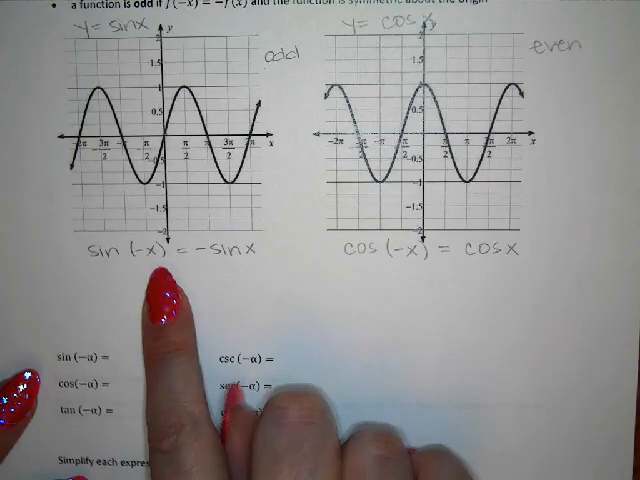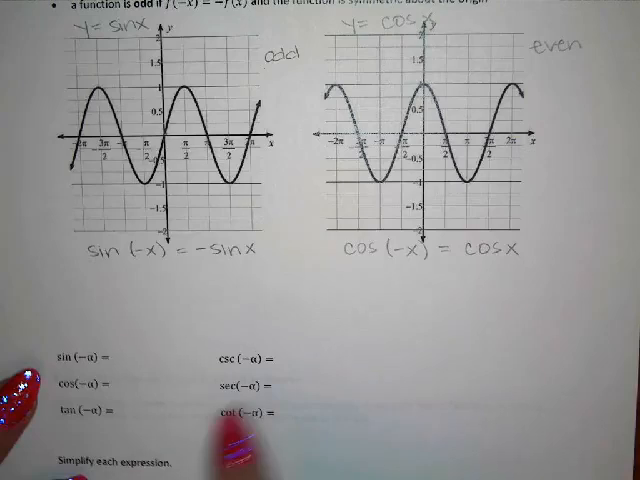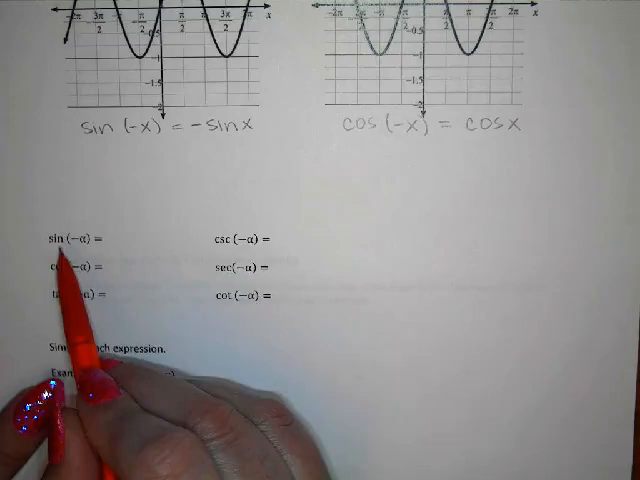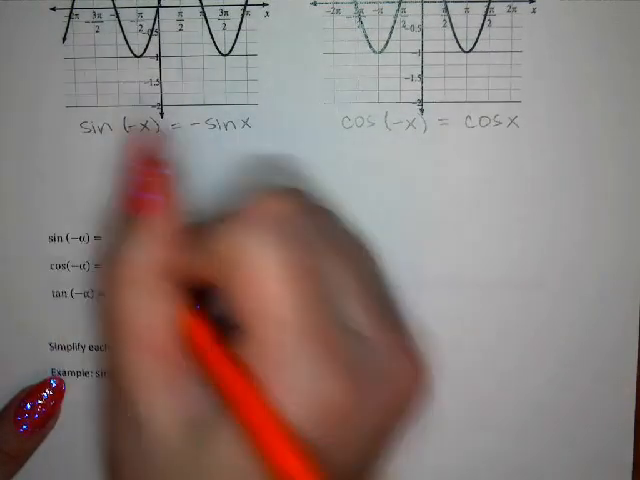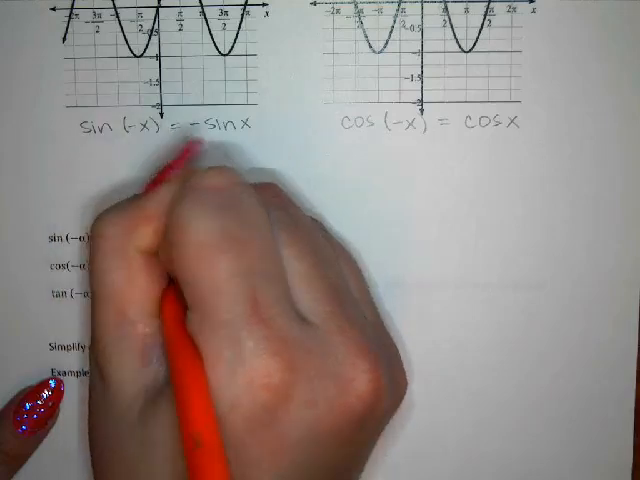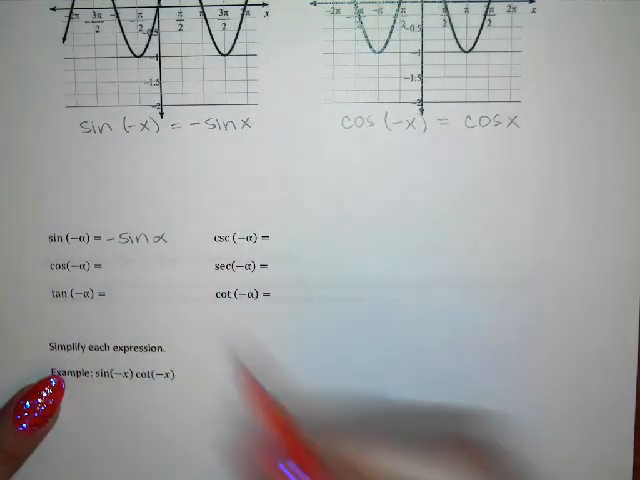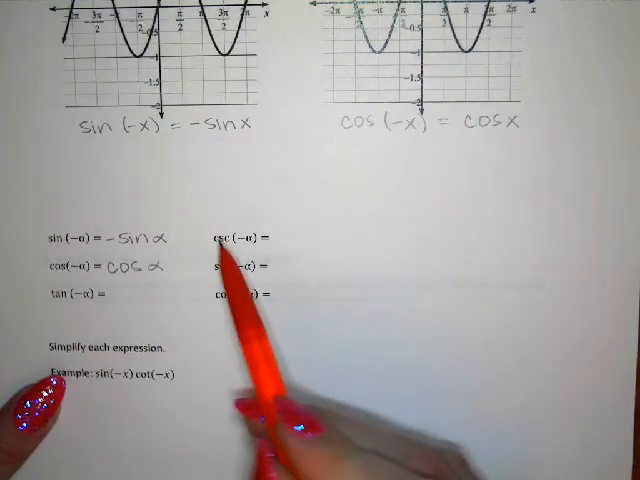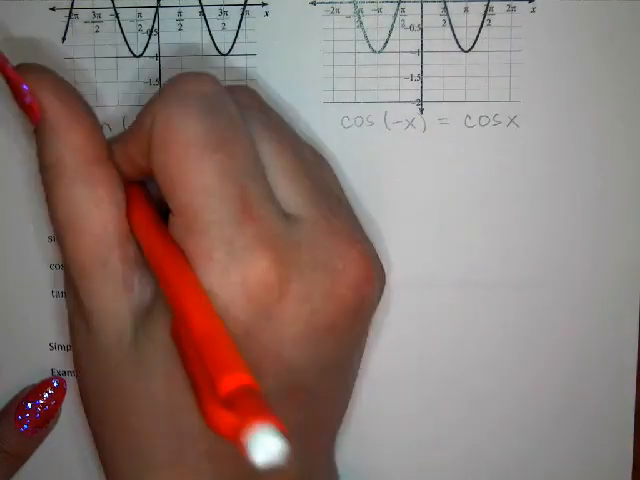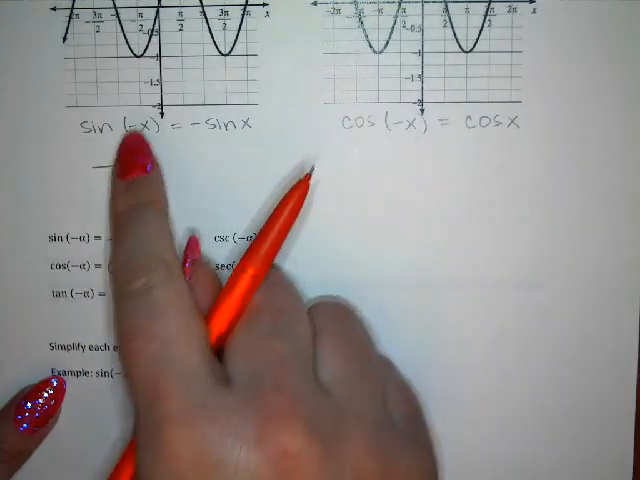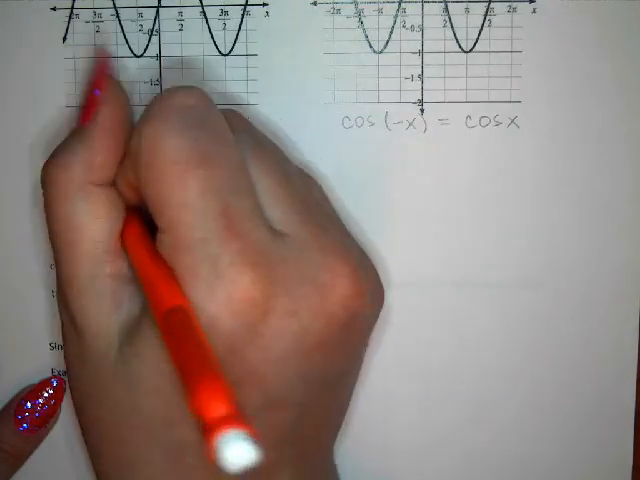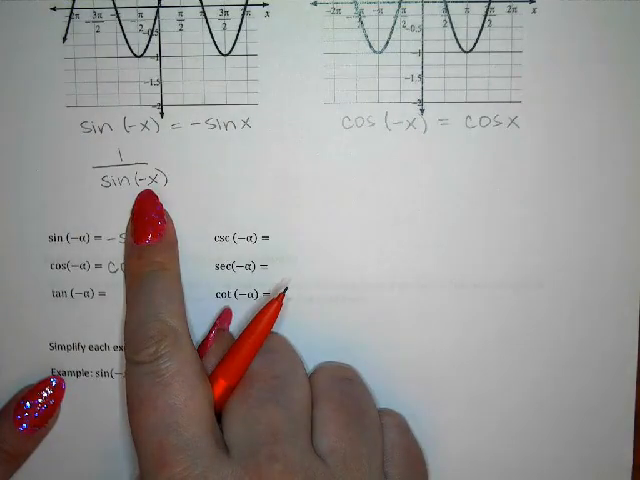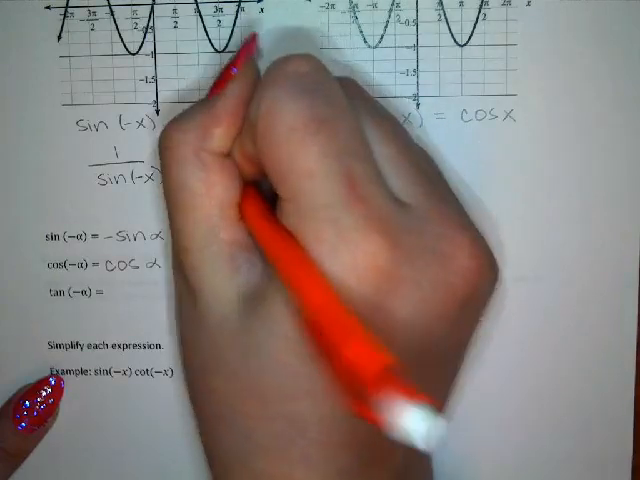We're going to go ahead and fill them in down here. So sine of a negative angle is the same as the negative version of sine. Cos of a negative angle is the positive version of cos. Now, if we were to take the reciprocal identities, it would make sense that if this was odd, its reciprocal is odd. Because if you plug a negative into the reciprocal, you're going to end up getting 1 over negative sine, which is just the negative version of the fraction. And so that means we got negative cosecant.